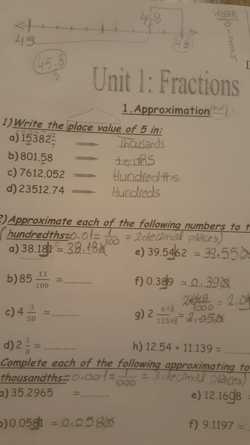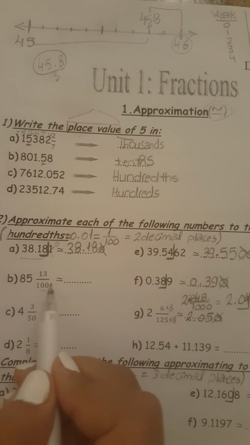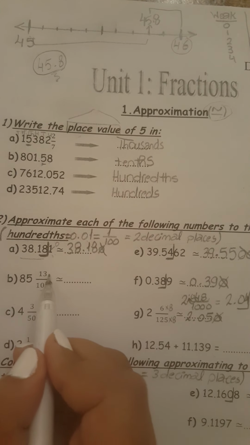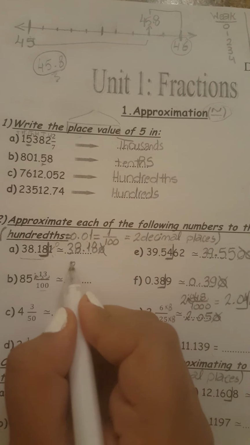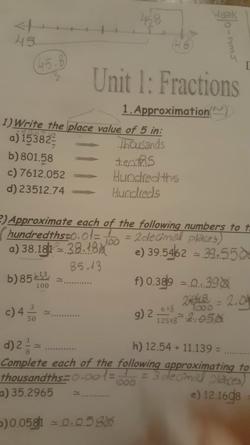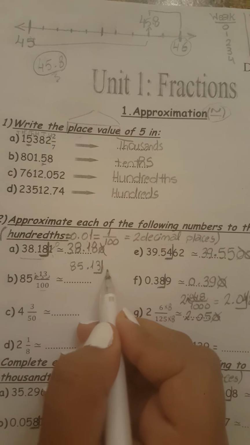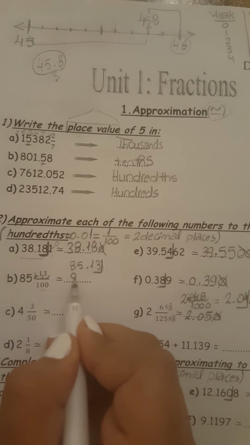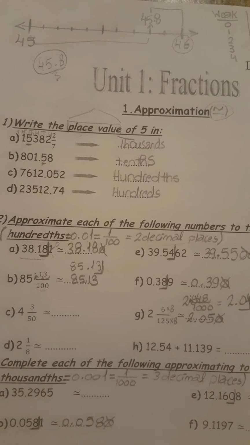85 and 13 over 100. I must change it to decimal first. Here I am lucky, I have it over 100. So how many moves will I do? 1, 2. Here is my point. So I have it like this, 85.13. He wants me to approximate it to the nearest hundredth. I will put my wall. Do I have anything here? No. So I will keep it as it is. Okay. Let's move to the next one.